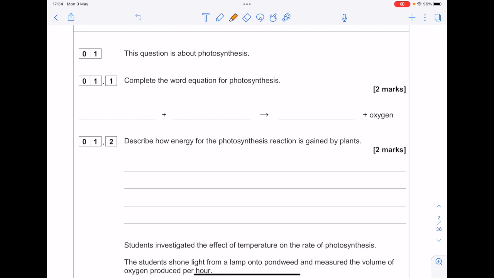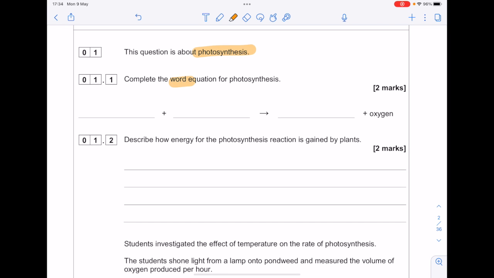This question is about photosynthesis. Complete the word equation for photosynthesis. Key word here is word. Don't do a combination of symbols and words. They will not like that. So remember, photosynthesis is a process where plants need carbon dioxide, which they absorb at their leaves, and water, which they absorb at their roots, and they use it to make glucose and the byproduct oxygen.